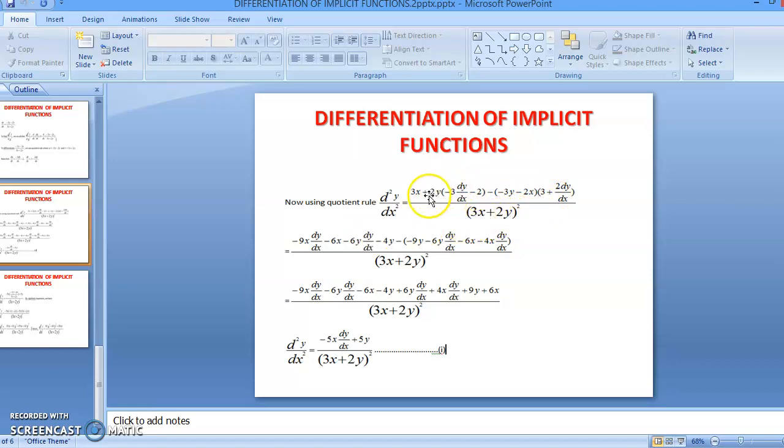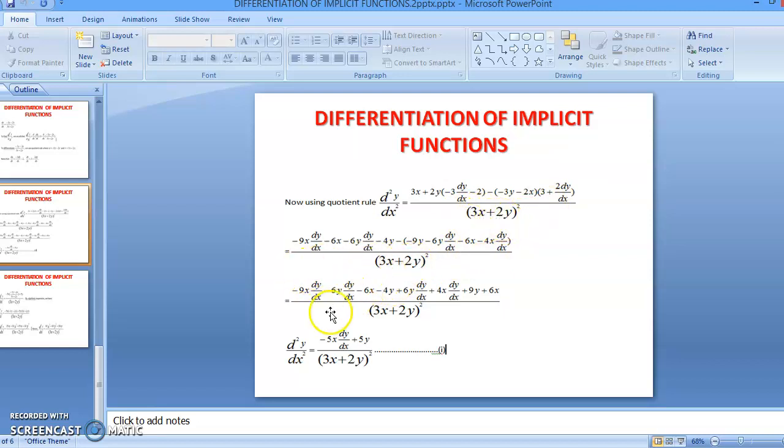So by the time you do that, now you expand this. Okay? So we have what? 3x times minus 3 dy/dx, you have minus 9x dy/dx. Now you have 3x multiplied by minus 2, you have minus 6x. Then plus 2y multiplied by minus 3 dy/dx, you have minus 6y dy/dx. Plus 2y multiplied by minus 2, you have minus 4y. Then minus 3y multiplied by 3, you have minus 9y. Then minus 3y multiplied by 2 dy/dx, you have minus 6y dy/dx. Then minus 2x times 3, you have minus 6x. Then minus 2x times 2 dy/dx, you have minus 4x dy/dx, all over 3x plus 2y all squared.